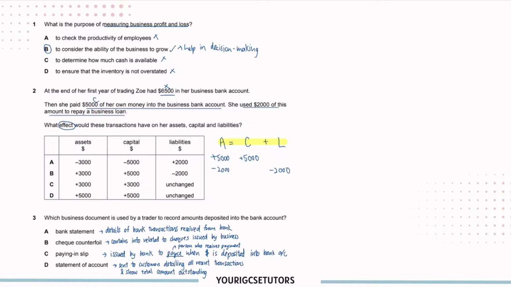Then you can draw a line and see what the changes are. The overall effect on assets is plus 3,000, and you can see the capital plus liabilities side is also positive 3,000. So let's see which one is correct. B is the correct answer.